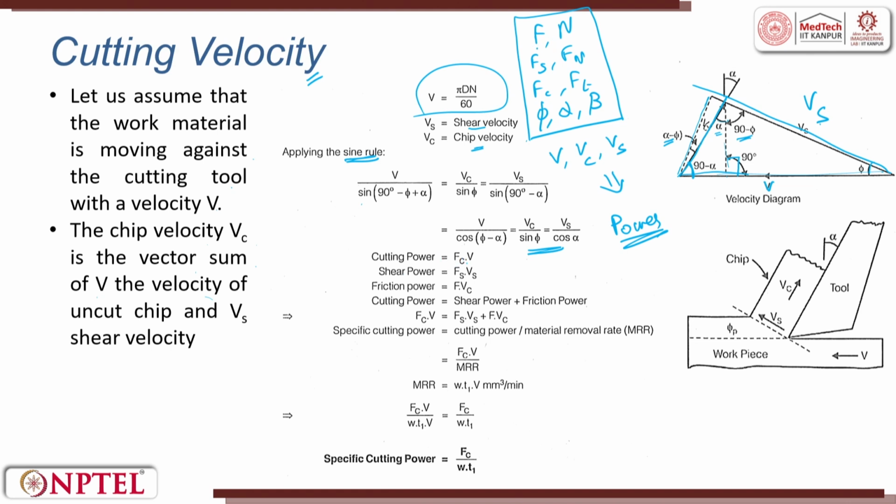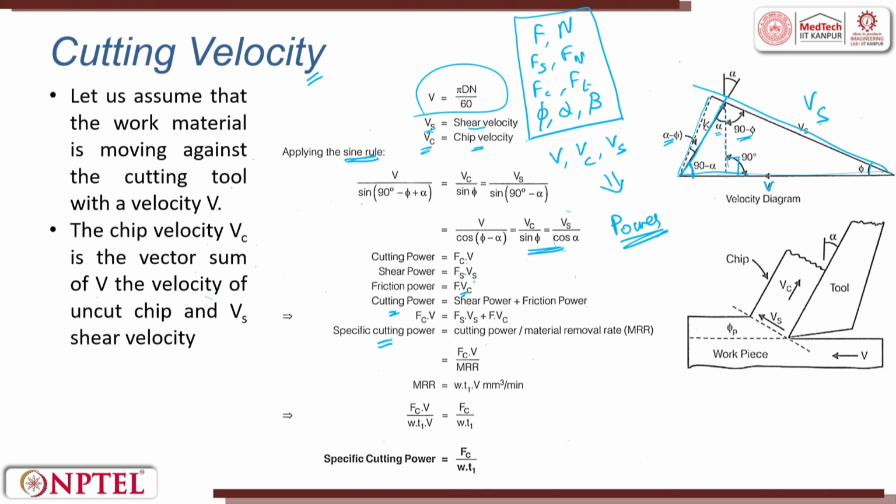Fc is the cutting force which we can measure, multiplied by velocity. The shear power can be found out by Fs into Vs. Vs can be figured out from here, Vs by cos alpha. So, that tries to talk about the shear power. Friction power, if you want to do, that is nothing but F into Vc. So, the cutting power Fc into V is nothing but shear power plus friction power, which is Fc into V is equal to Fs into Vs plus F into Vc.